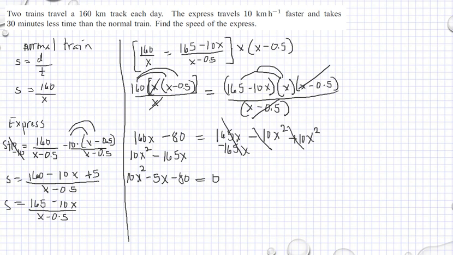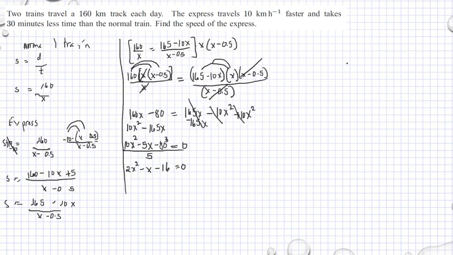I can divide also by 5 so that I'm dealing with lower numbers. Then we have 2x squared minus x minus 16 is equal to 0. By the quadratic formula, we have x is equal to negative b, negative 1, plus minus the square root of negative 1 squared minus 4 times a, which is 2, and c, which is negative 16, divided by 2 times 2.